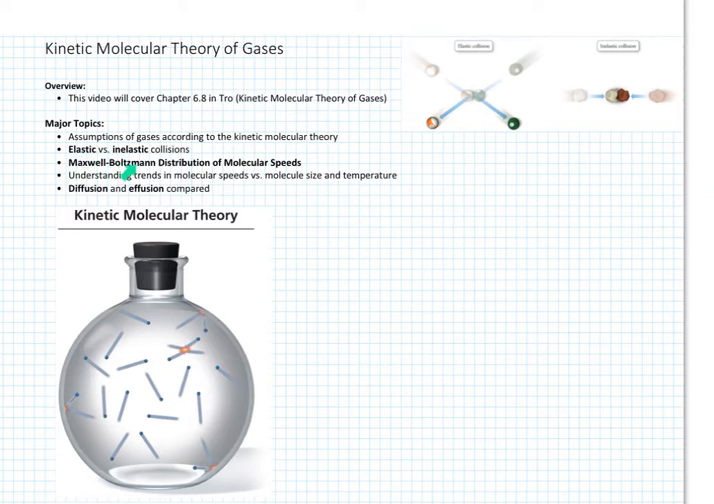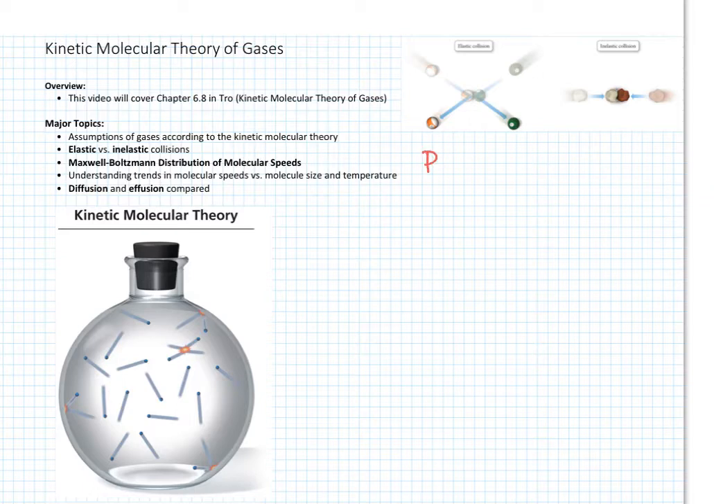I'm going to explain what's called the Maxwell-Boltzmann distribution of molecular speeds, and hopefully we'll understand trends in molecular speeds versus molecular size and temperature. And finally, we will take a look at diffusion and effusion and how they are related to the kinetic molecular theory. So let's start with some sort of fundamental understanding of what the kinetic molecular theory is.